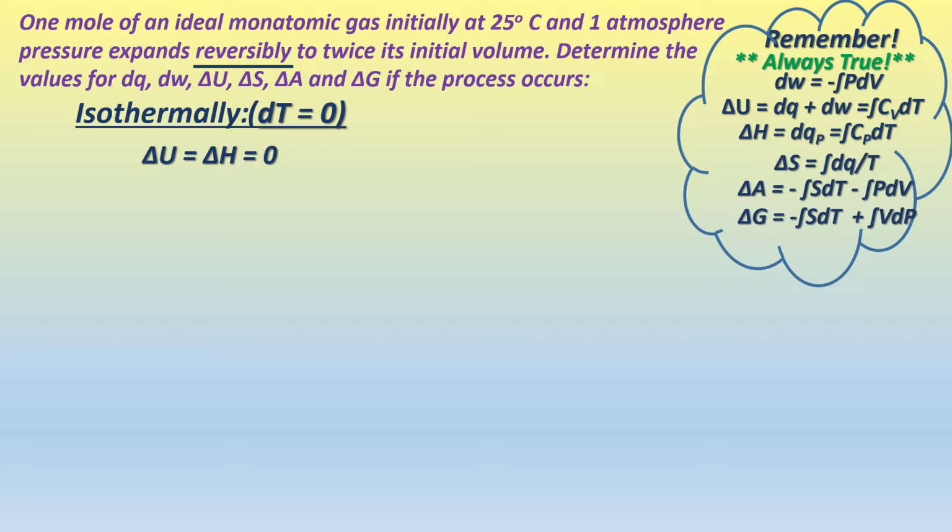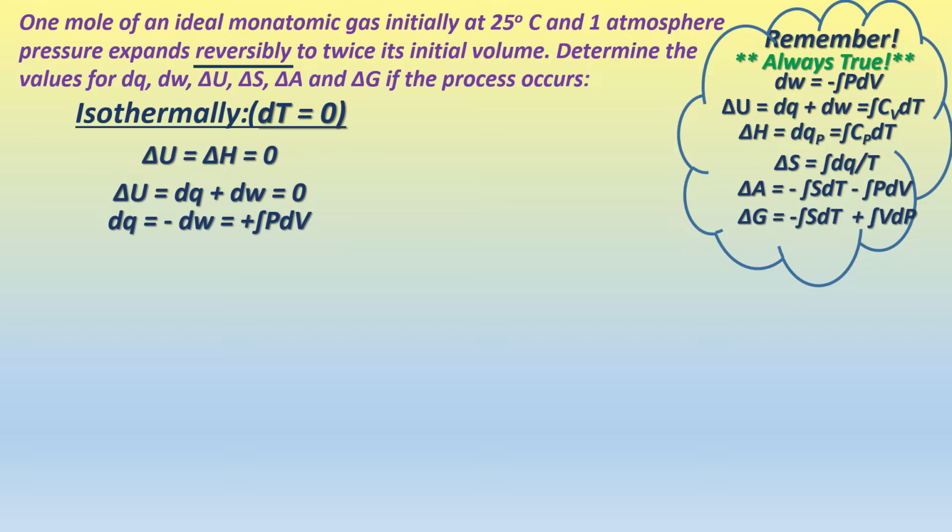Also from the basic definitions, the internal energy is the heat plus the work. So if the sum of the internal energy is 0, that can only occur if heat is opposite and equal to work. Since work is minus PdV, that means for this system, the heat must be plus the integral of PdV.